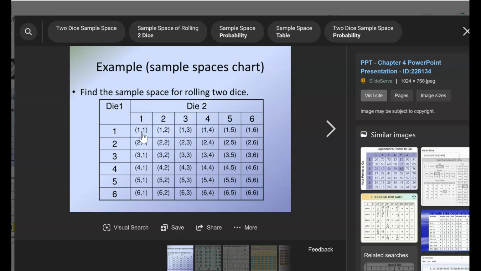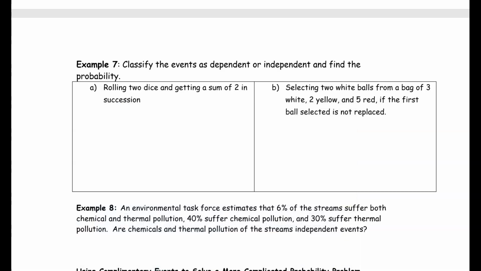So this first one, for example, means you roll a 1 and a 1, or a 1 and a 2, or a 2 and a 1. So those are all the possibilities for rolling 2 dice. So the first question is, when you roll 2 dice, are those events independent? So if you roll a die, does that affect the probability of rolling something on the second die? And the answer is no, they don't affect each other. So they're independent events. So for that very first example, we should write independent. So they're independent events.